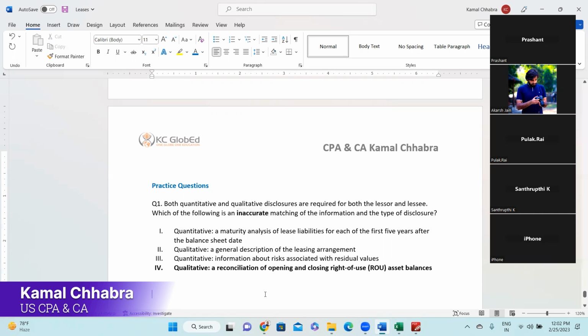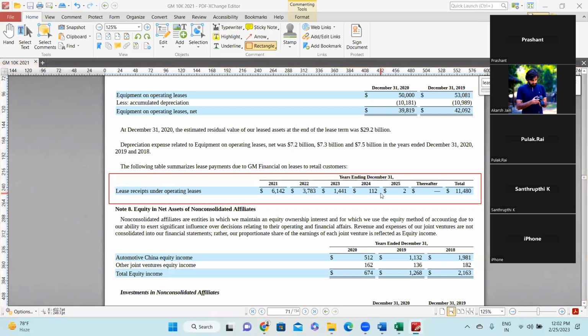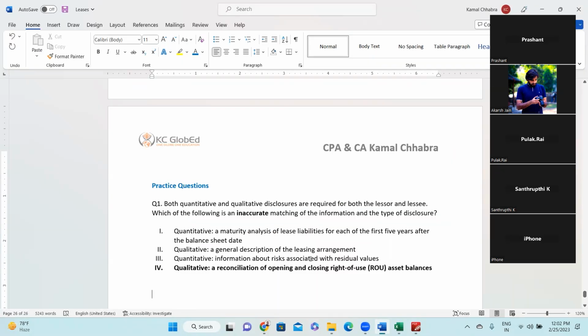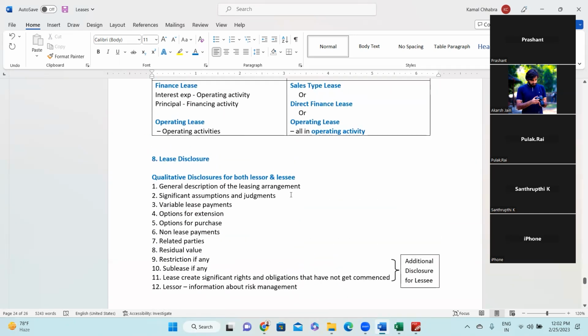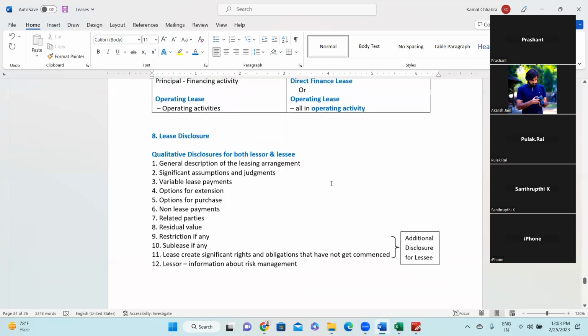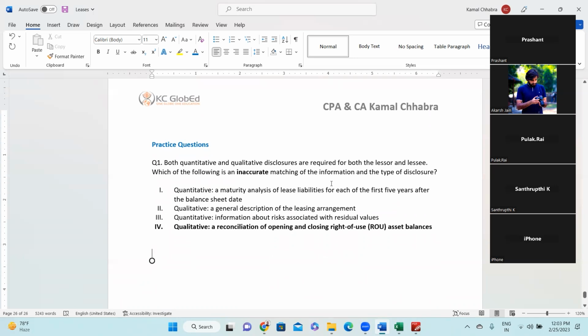So the first one is quantitative: a maturity analysis of the lease liability for the first 5 years and after that, in the balance sheet. That is correct, which we have just seen, right? Second is qualitative: a general description of the lease arrangement. This is the very first point, the general description of the lease arrangement needs to be disclosed. So this is also right. Third is quantitative: information about the risk associated with the residual value, which we were debating just before. So this is also right.